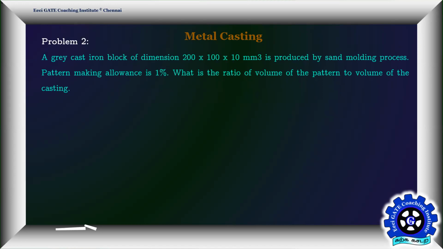How much? 1.03. What are you doing is a pattern. What is the volume of pattern you're getting, sir? 2 into 10 power 5 millimeter. That is volume of casting, right? You're giving allowances to pattern, right? Into 0.99. No, it is not volumetric. That's what I said, it's not volumetric.